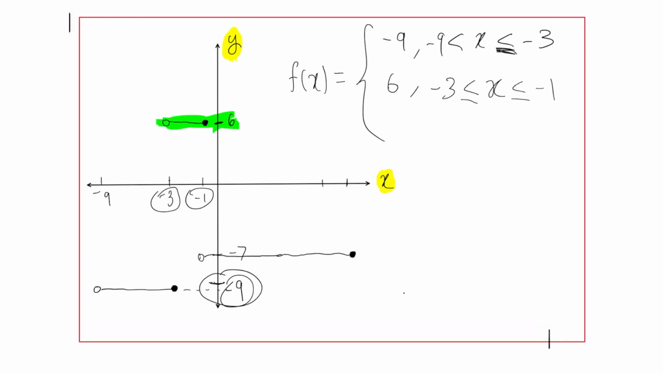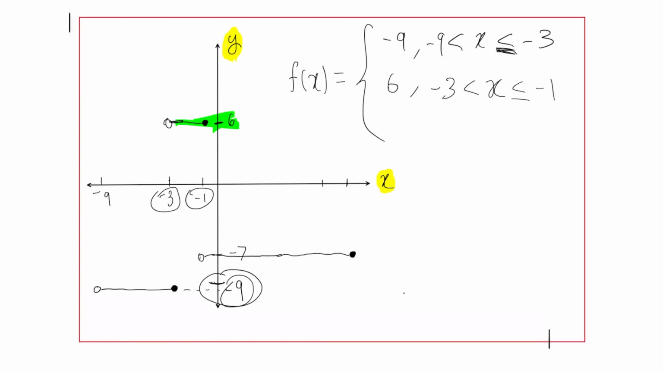Because if this -3 here was included, then we would have a filled in point here, and the function would be defined all over here. And so we would have this defined point here, and by the vertical line test, 2 intersection points in the function, so it's not a function anymore. That's why this is an unfilled point, and we write greater than -3. For 6, it's greater than -3.